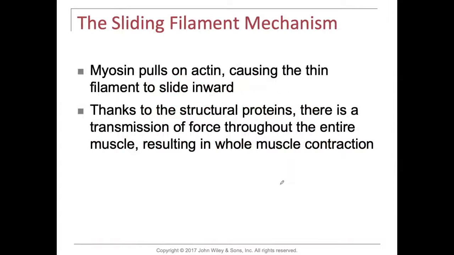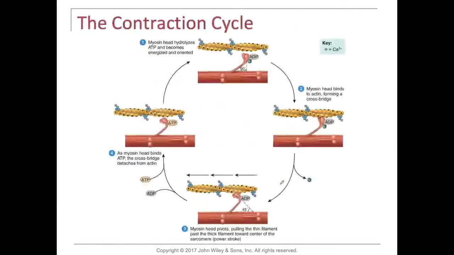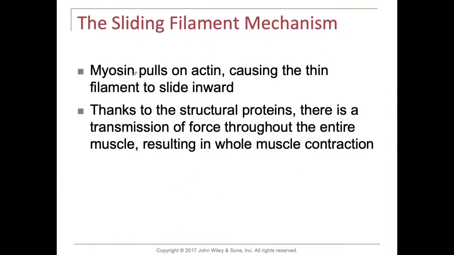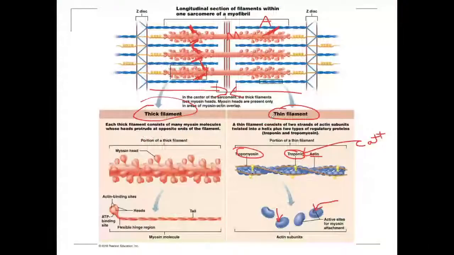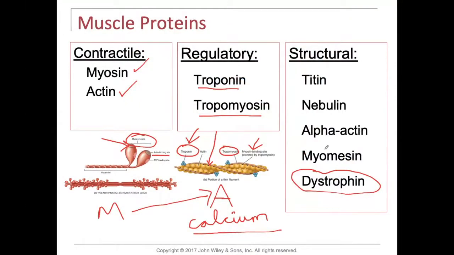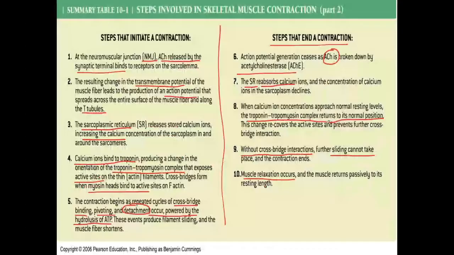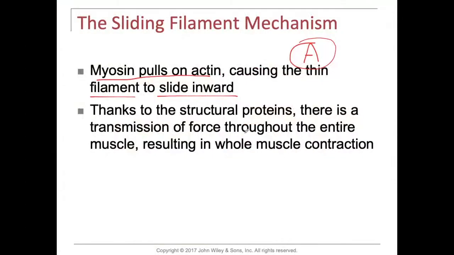Okay, I'm just going to finish this slide. It's only 2 slides, and this kind of goes along. So myosin is going to pull on actin, and when it does, it causes the thin filament, and we know the thin filament is actin, to slide inward. And thanks to the structural proteins that I mentioned before, there is transmission of force throughout the entire muscle, resulting in a whole muscle contraction.